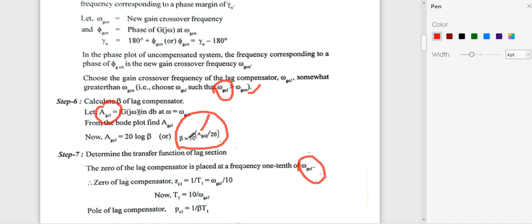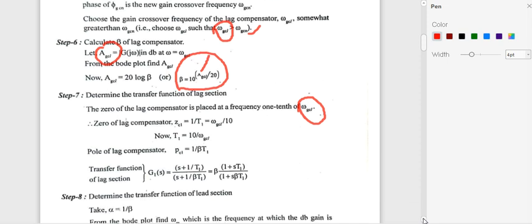So from step 6 we got beta, and step 7 we got T1. Next we move to the transfer function of the lag section, which is G1 of S equals S plus 1 by T1 divided by S plus 1 by beta T1. That is equal to beta into 1 plus S T1 divided by 1 plus S beta T1. So here we complete the designing of the lag section.